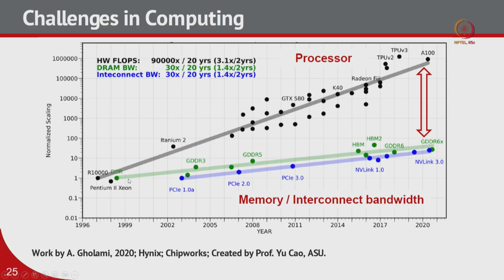So, as you can see, the processor speed has improved a lot in the past 25 years, but the DRAM bandwidth has not been improved. DRAM bandwidth means how much data it can take or it can send per unit time. So, that is the bandwidth, right. You can see that the hardware floating point operation has been improved 3.1 times per 2 years, but at the same time the DRAM bandwidth has improved only 1.4 times per 2 years. That is one problem. And then you can see the interconnect bandwidth.